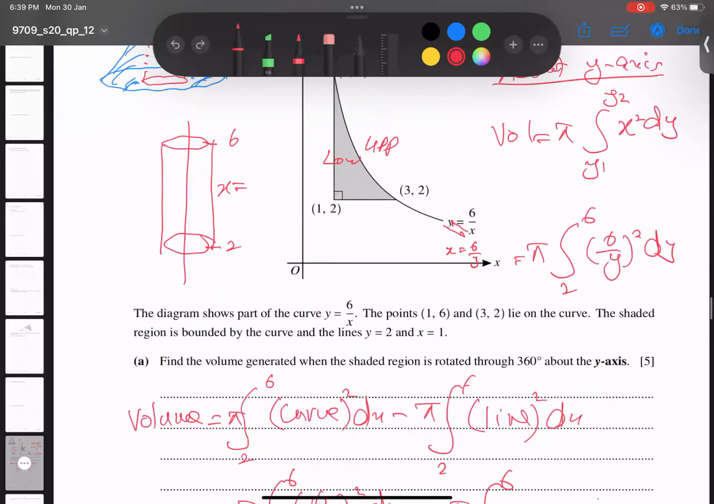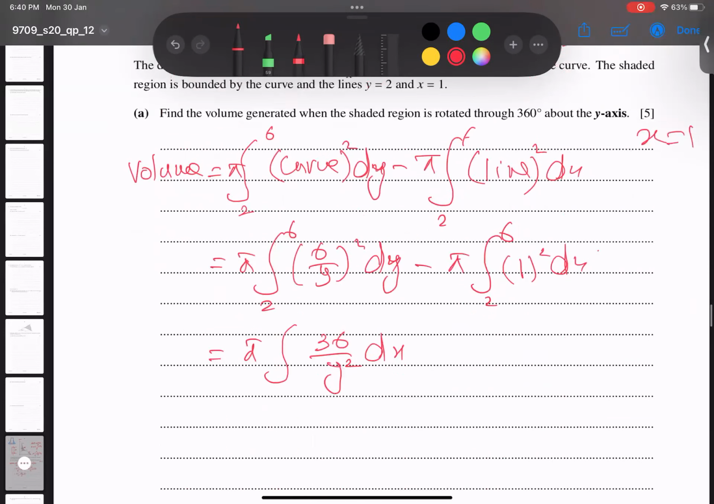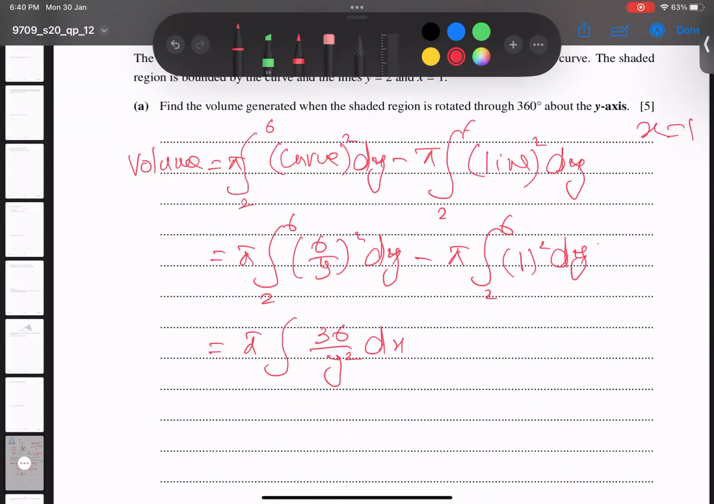And let's start. So here 36, the square of 6 is 36, and the square of y, y squared. And wait a minute, this is dy, this is not dx. Let me check, yeah, dy. This dy, this dy, this dy. Okay, it's the 2 to 6 limit. And pi, and here again 1 dy, 2 to 6 limit.